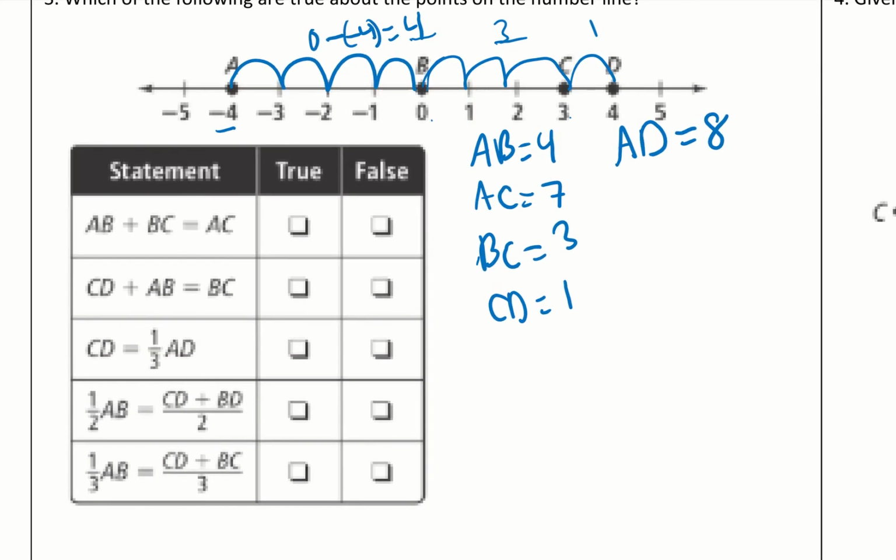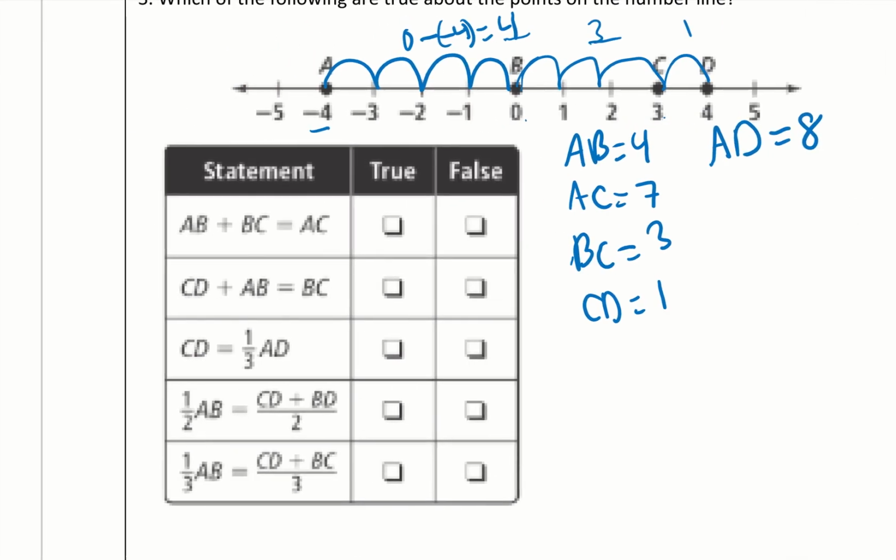Now we can plug it into these equations. If I plug it into the first one, I would get 4 plus 3 is equal to AC, and AC is 7. And that is true. This is a true statement, so we're going to select that. CD plus AB: CD is 1, AB is 4, is equal to BC, which is 3. This is not true, so we're not going to select that. We're just going to say false.